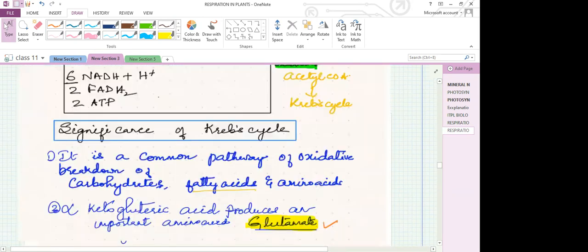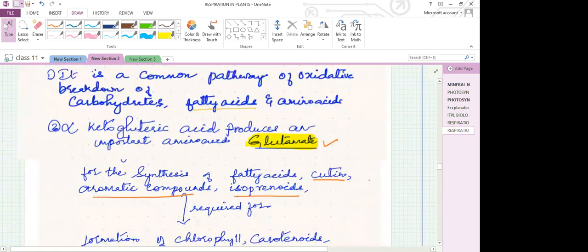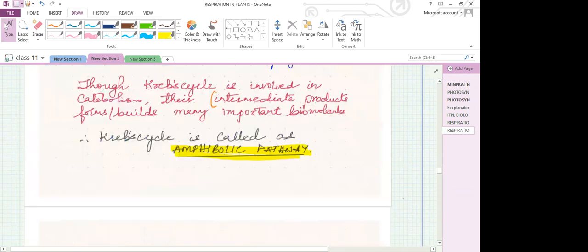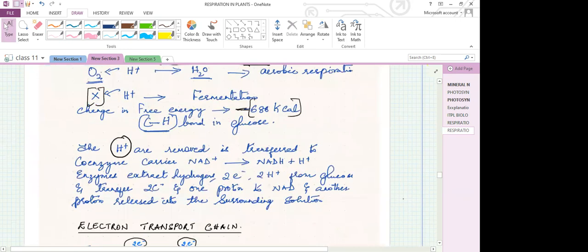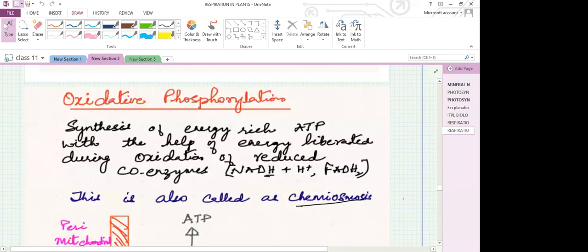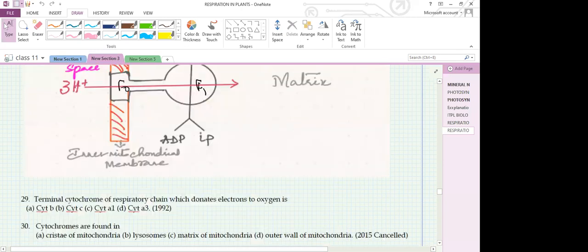There are some questions here. These are all very crucial questions. Whatever is crucial, only that I have taken and added here. Now there are only 5. Answer this, then we can go further. Terminal cytochrome of the respiratory chain which donates electrons to oxygen is?